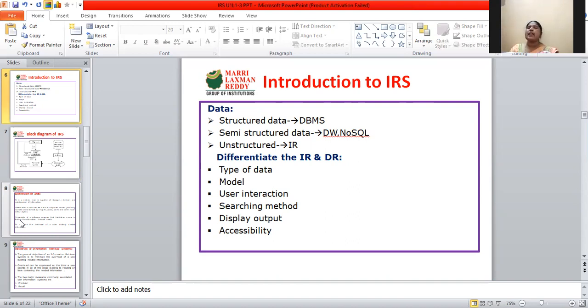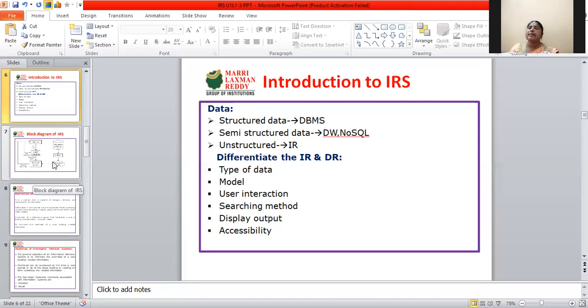Coming to the next one, unstructured. Unstructured data is nothing but information retrieval. What is the difference between data retrieval and information retrieval? Small differences are there. The first one is that information retrieval is unstructured data and data retrieval is structured data. The second one is the model. Information retrieval is concerned with the probabilistic model and data retrieval is the deterministic model.